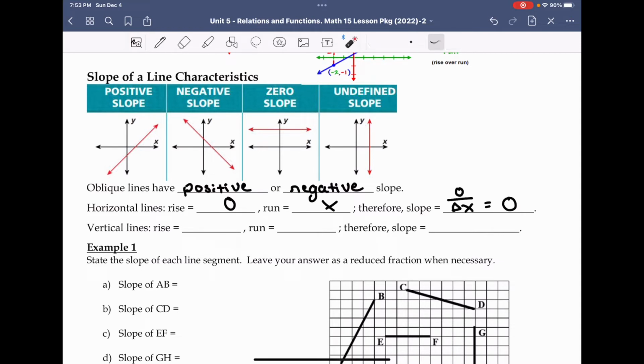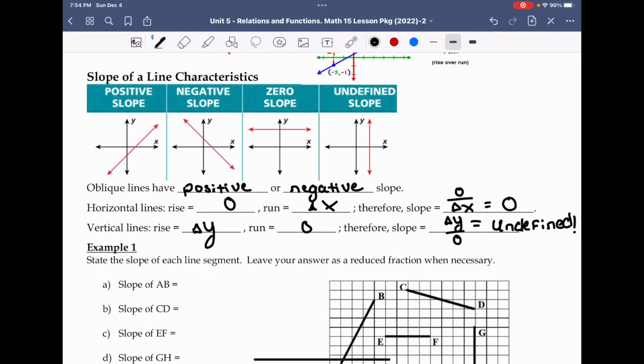Okay, vertical lines. We're looking here. So they have a rise of, well, if I consider this point and this point, it would be a change in y, or a certain amount of y units. So a change in y, and I should even throw a change in x there. A run, well, in a vertical line, do we move left or right? No, because if I take 2 points here, I'm not going left or right to get to those. I'm strictly moving up or down. So I get 0 run, and therefore the slope is change in y over change in x, which is 0 in the denominator, which results in an undefined slope.